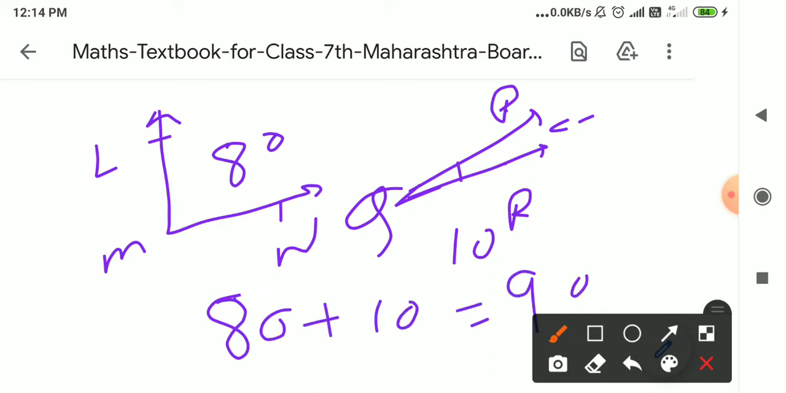The sum of the measures of these two angles is 90, that's why they are complementary. So LMN and PQR are complementary angles. But according to the definition of adjacent angles, they do not have any common vertex, because for angle LMN, M is the vertex, and for PQR, Q is the vertex. So there is no common vertex for LMN and PQR, and also there is no common arm between them, and that's why they are not adjacent.